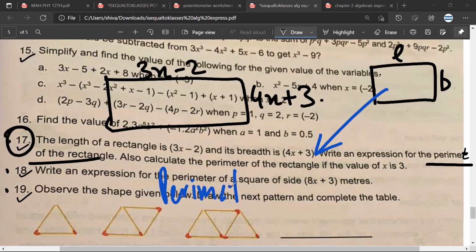Mr. Sarthak, what is the perimeter? So 2L plus B. Mr. Satya, any doubt? No, sir.